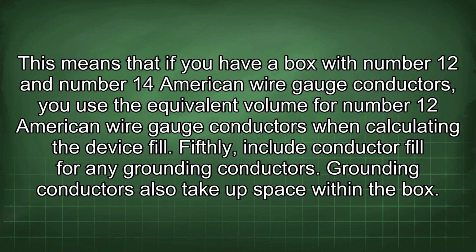For each device, you must add two conductor equivalents based on the largest conductor entering the box. This means that if you have a box with number 12 and number 14 American wire gauge conductors, you use the equivalent volume for number 12 American wire gauge conductors when calculating the device fill.